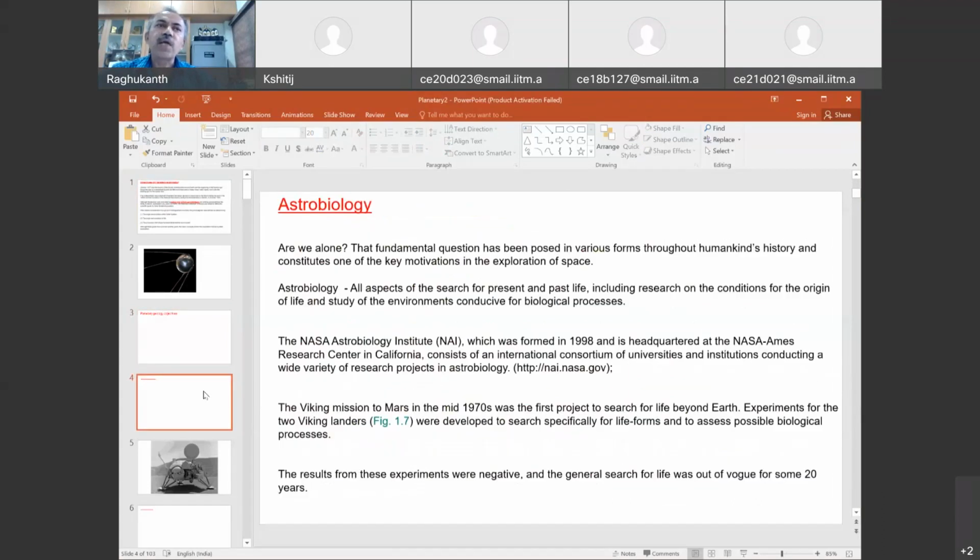Then of course we also have one more subset, which is astrobiology. Okay, this is a very important thing. And of course curiosity, everybody, common people, everybody is interested, right?